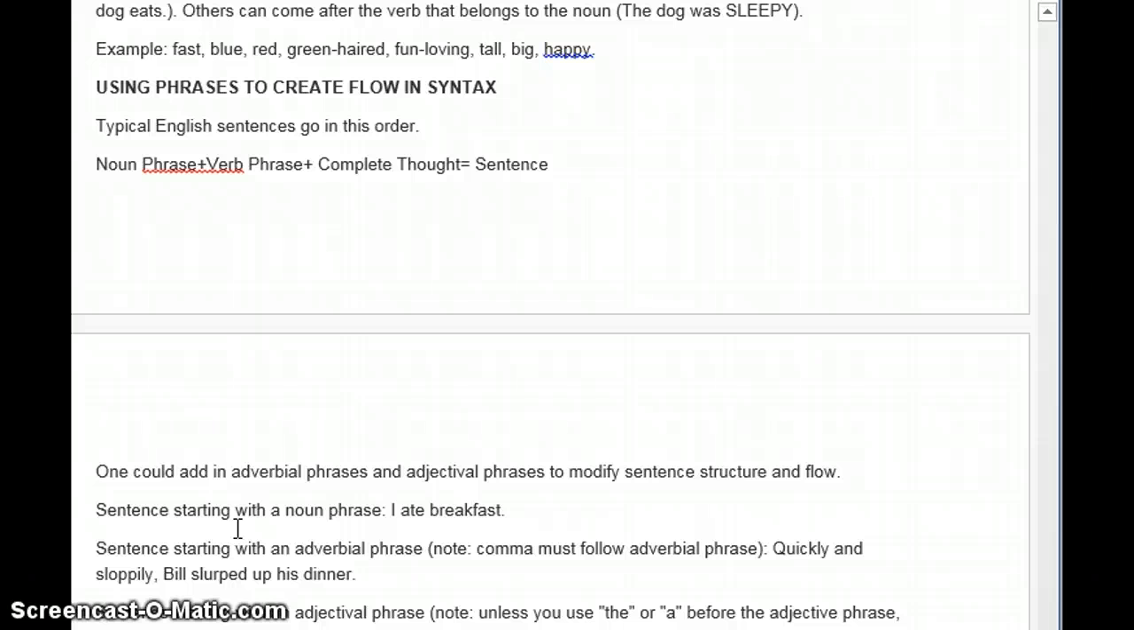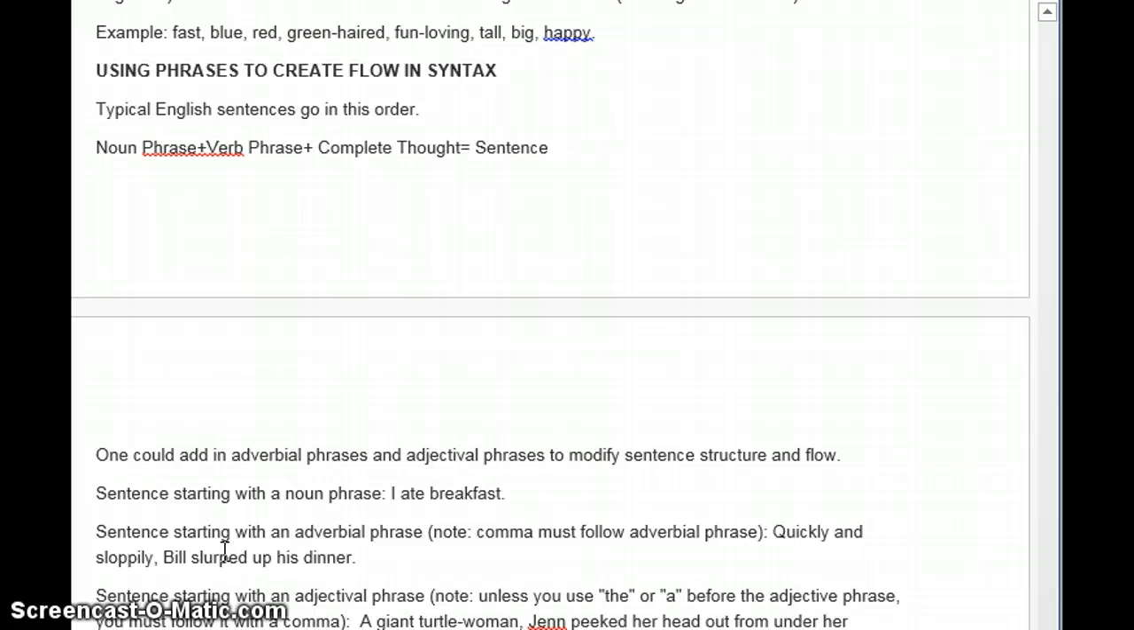Another way that we can do it is to add an adverbial phrase out front. It's important to note once again that the comma must follow the adverbial phrase. So here we have quickly and sloppily, which is an adverbial phrase, comma, Bill slurped up his dinner. How did he do it? Well, he did it quickly and sloppily. We could also use things like, on Monday, Bill slurped up his dinner. That tells us when he did it, so that's an adverbial phrase as well.